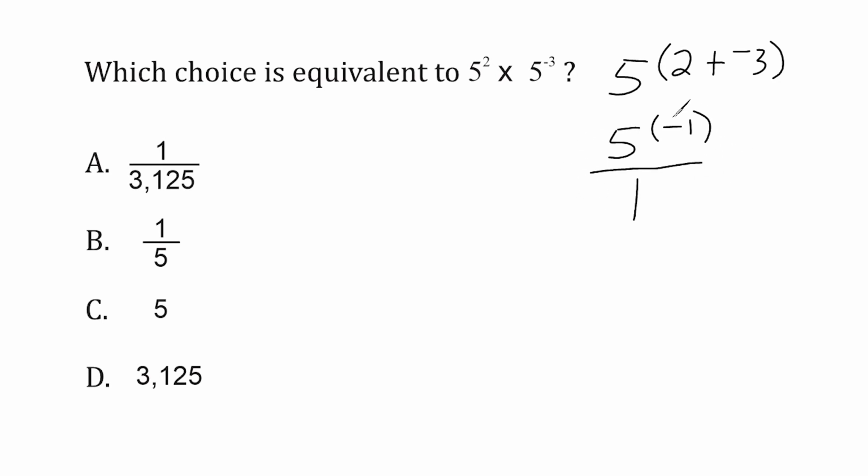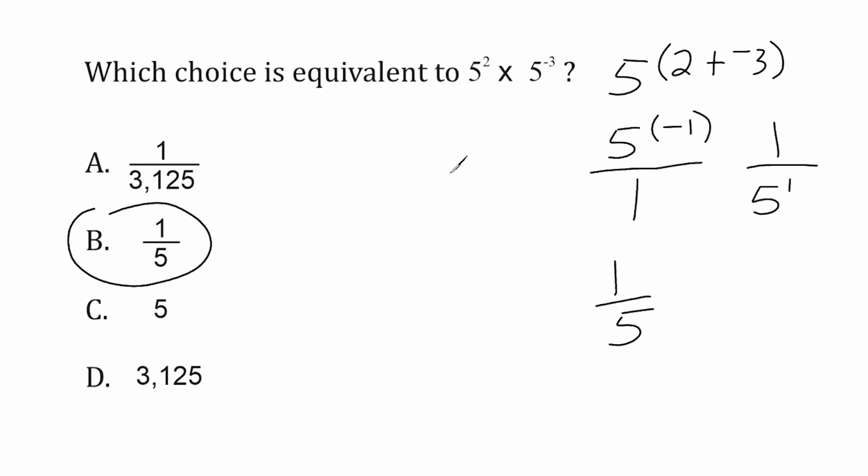So I'm going to take this 5 to the negative 1st and write it as the denominator. So it is going to become 5 to the positive 1st power, and then this 1 at the bottom is going to go on the top. Now remember, whenever you have a 1 as an exponent, you really don't need it, because anything to the 1st power is going to be equal to whatever the base is. So 5 to the 1st power is simply 5. So we end up with a value of 1/5. So we would say that choice B is equivalent to this expression right here.